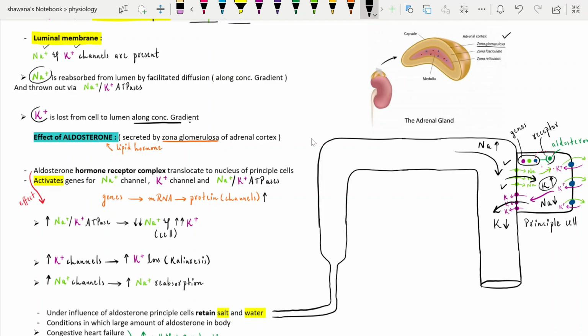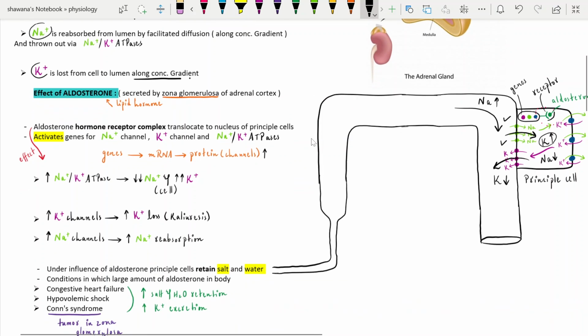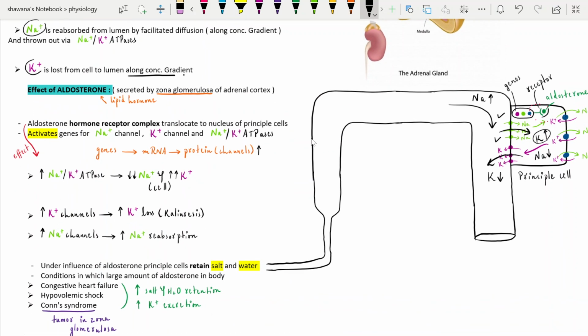It has two parts, adrenal cortex and adrenal medulla. This aldosterone is produced by one of the layers of the adrenal cortex, which is the zona glomerulosa. The other two are zona fasciculata and third is the zona reticularis. So the aldosterone hormone has receptors that are present inside the principal cells.